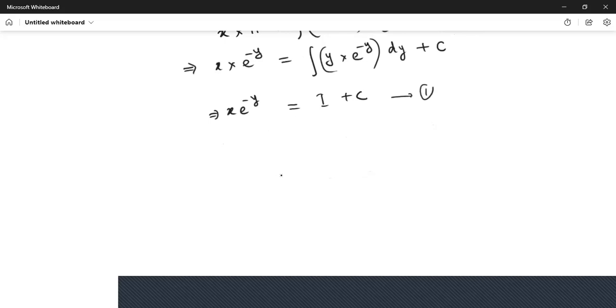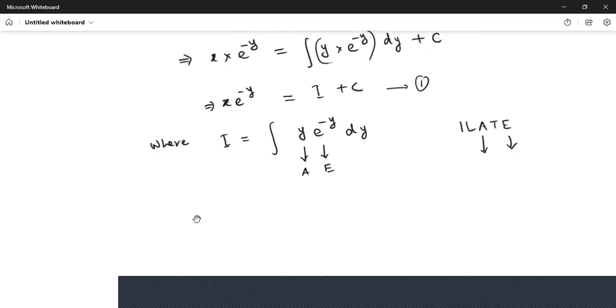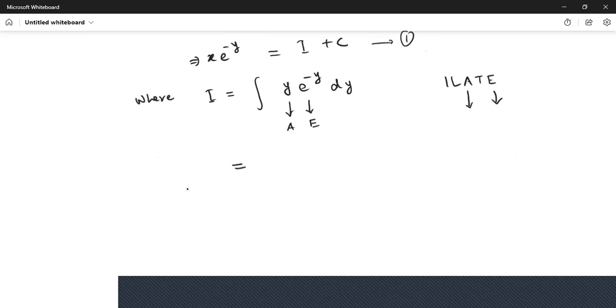This you can write as I plus c, where I is equal to how much? This integration, right? Integral of y e power minus y dy. Try to see this here. This is your algebraic function, and that is your exponential function. So if you apply ILATE, which one comes first? A comes first, and then exponential comes second. So it is in the order. So we will go ahead. We will integrate it by parts.